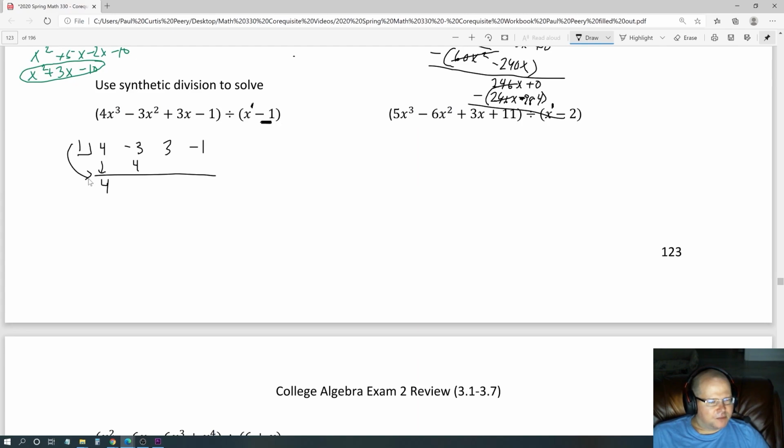Then negative 3 plus 4 is 1, then we say 1 times 1, and that gives me a 1. And then we say 3 plus 1 is 4. Then we say 1 times 4, and that gives me a 4. And then I say negative 1 plus 4 is a 3.